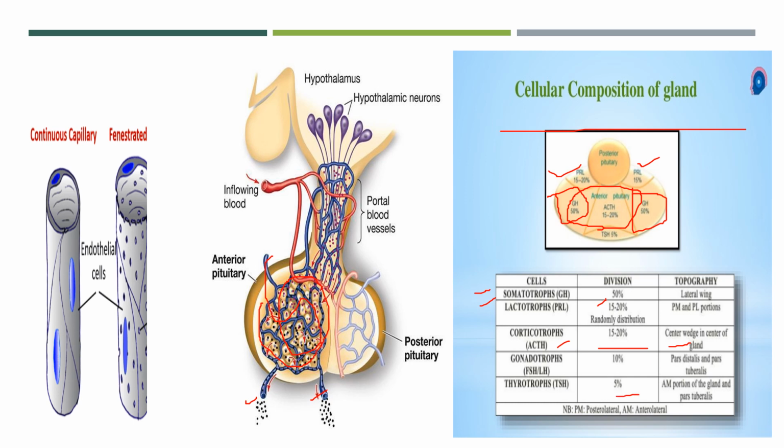5% of the cells are the thyrotrophs that secrete TSH. They are located at the anteromedial portion of the anterior pituitary. And 10% of these cells are the gonadotrophs that secrete FSH and LH, which are located at the pars distalis and pars tuberalis.